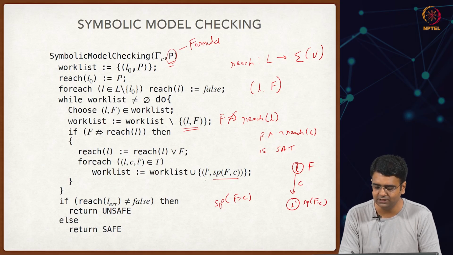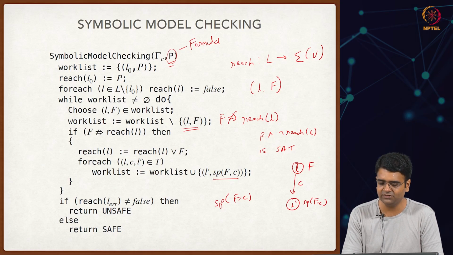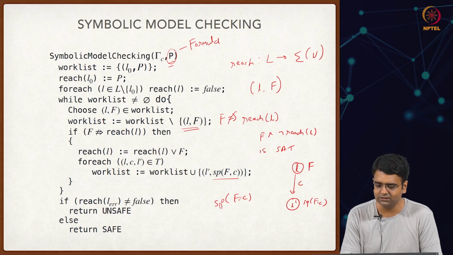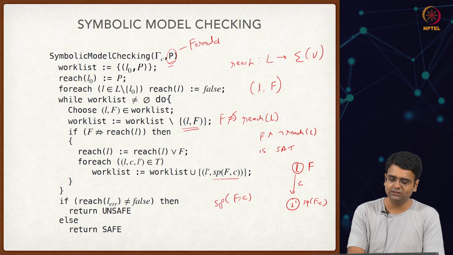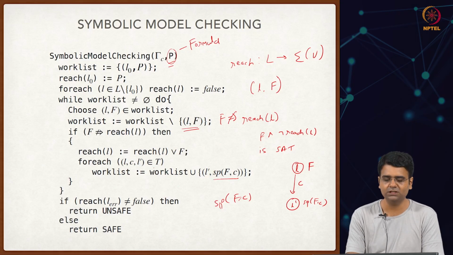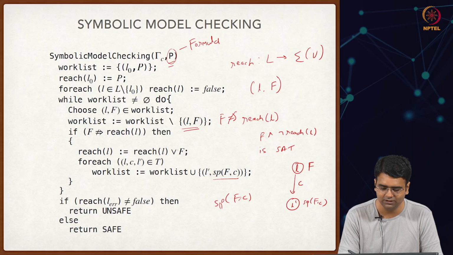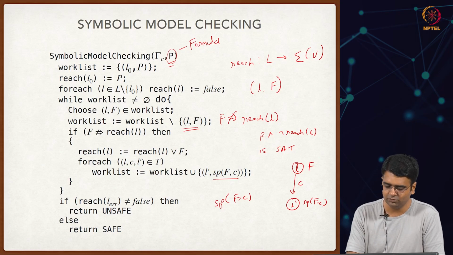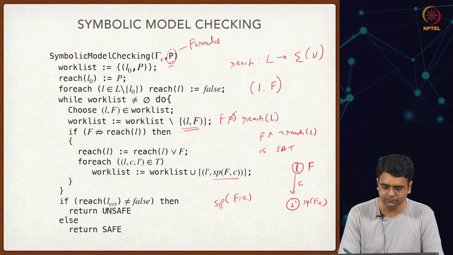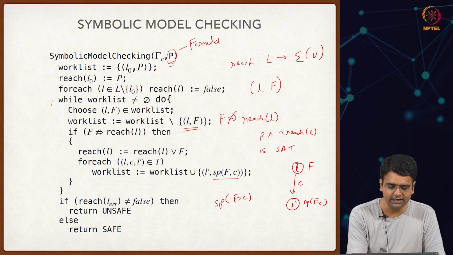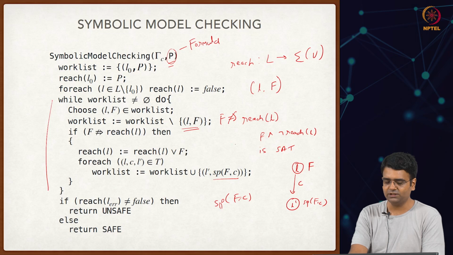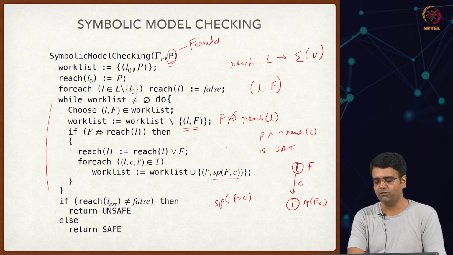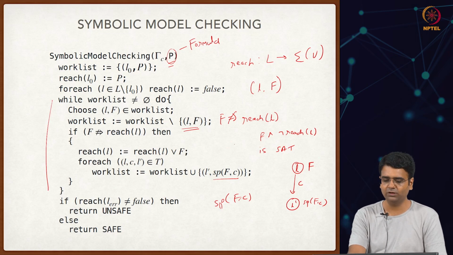So I am going to add this pair, L prime comma SPFC, the pair of location and formula, into the work list, and then in subsequent iterations this pair will be removed and processed further. So it will be added into reach and further propagated into its successors and so on. At the end, when this while loop terminates, meaning that you have exhausted all possible executions of the program, you have found out all the reachable states at every program location.